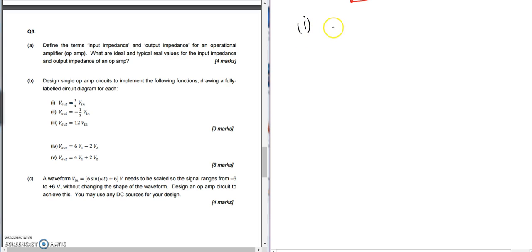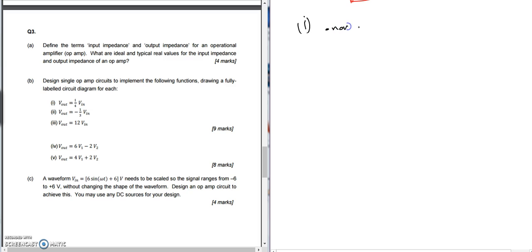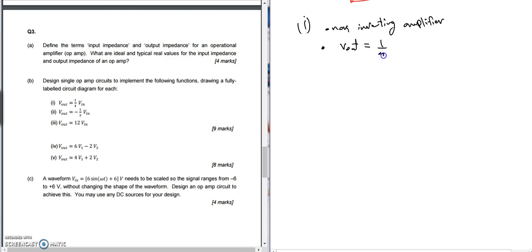Basically, what do we notice here? The sign is positive, so it's a non-inverting amplifier. Number 2, Vout is equal to a quarter Vin, meaning that Vout over Vin, which in that case is equal to the gain A, how much it's amplified, is equal to 1/4. So therefore A is equal to 1/4.